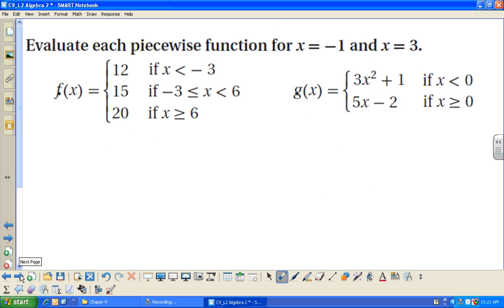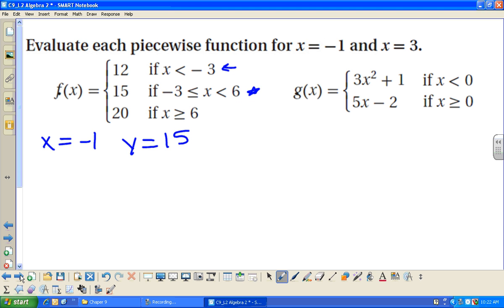So I want to evaluate each piecewise function for x is equal to -1 and x is equal to 3. For my function f of x, f of x is equal to negative 1. If I look at my first equation, negative 1 is not less than negative 3, so it's not going to be that one. Negative 1 is in between negative 3 and 6. So I'm using my second equation. So when x is equal to negative 1, it's telling me the exact number, y is equal to 15.